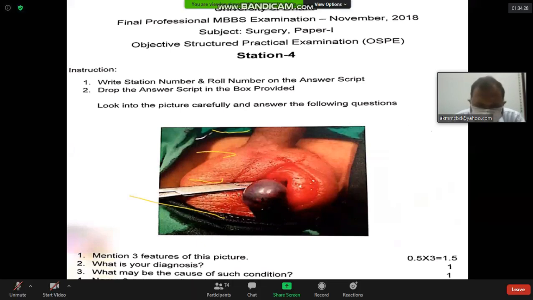What is this? Mention the diagnosis. Testicular torsion. Testicular torsion, very good.